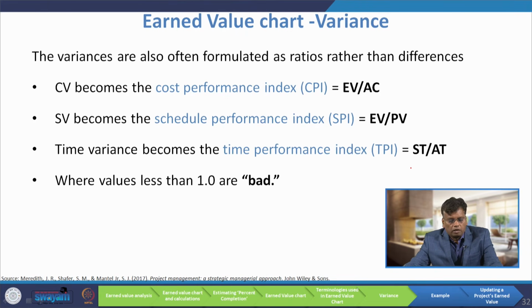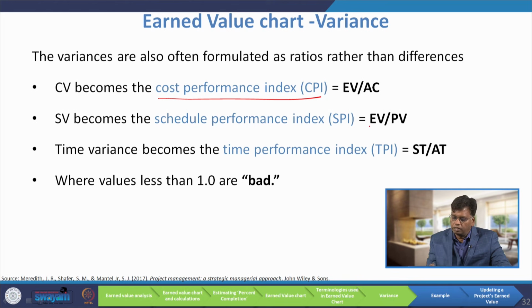The variances are also often formulated as ratios rather than differences. So, cost variance becomes the cost performance index, CPI. Instead of subtracting EV minus AC, we divide EV by AC, and that becomes the cost performance index. Schedule variance becomes earned value divided by planned value, and that becomes the schedule performance index. The time variance becomes the time performance index, scheduled time upon actual time. So, instead of subtracting, we are dividing. Wherever this ratio is less than 1, that is not desirable.